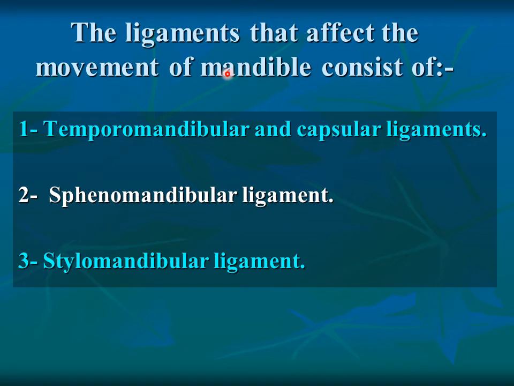Another part of the temporomandibular joint is the ligaments that affect the movement of the mandible. It consists of three ligaments: the temporomandibular or capsular ligament, the sphenomandibular ligament, and the stylomandibular ligament. We can see that each name is derived from its attachments. The temporomandibular ligament or capsular ligament starts from the temporal bone and ends at the condylar head. The sphenomandibular ligament starts from the sphenoid bone and ends at the mandible, and the stylomandibular ligament starts from the styloid process.